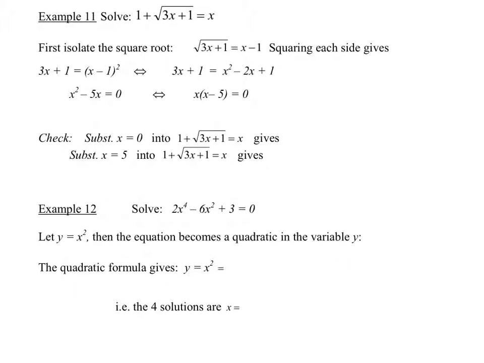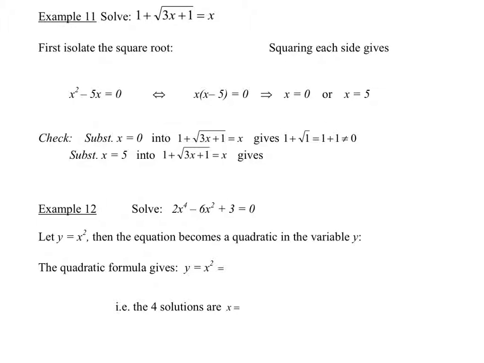Now that has two solutions. You could have x equals 0, or you could have x equals 5. That isn't quite enough. We still have to check that those two answers actually work. So we try plugging x equals 0 into the equation to see if the left-hand side is the same as the right-hand side of the equation. So we're putting x equals 0 into this equation in place of x, and then we're seeing if the left-hand side is the same as the right-hand side.